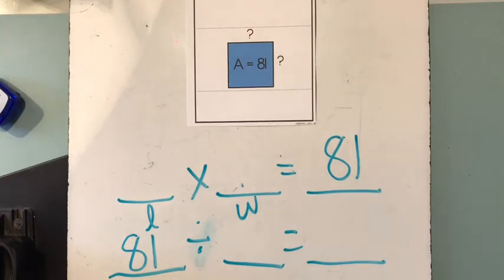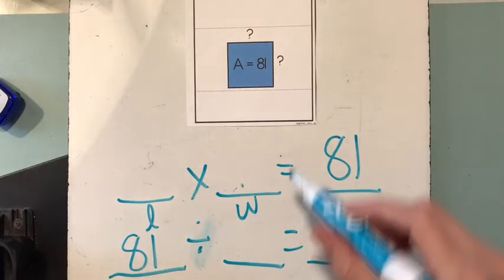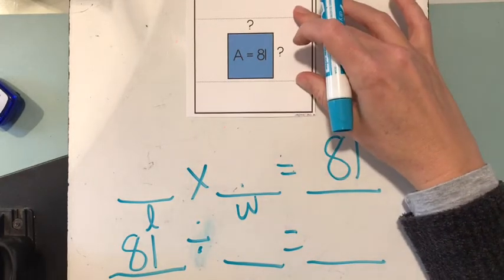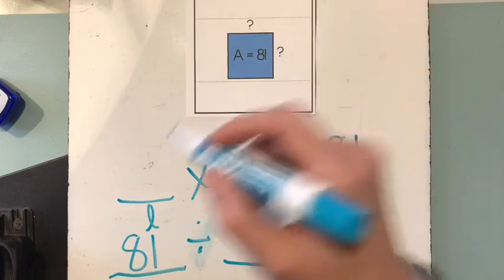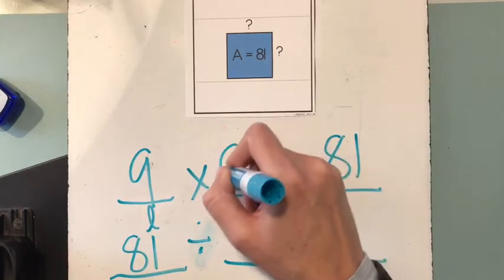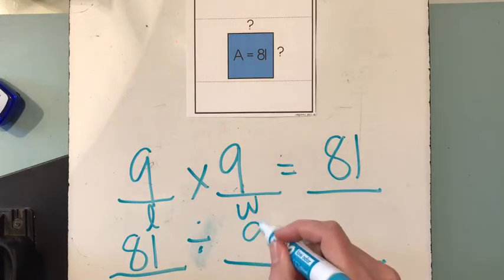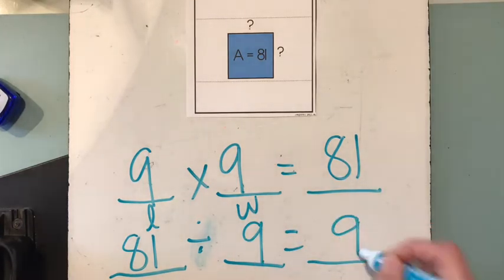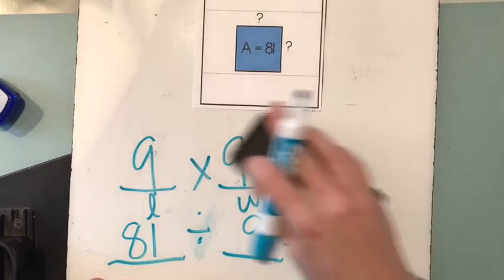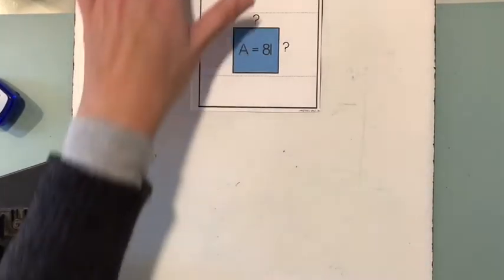Oh, 9 times 9. 9 times 9 is 81. So that must be my mystery width and my mystery length. 9 and 9. And let's see if that works out. 81 divided by 9 equals 9. Hey, that works. Pretty cool. All right, now it's your turn.